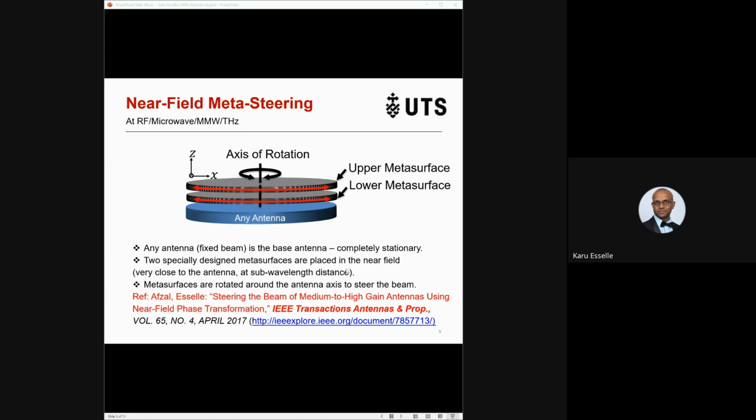methods are placed in the near field, very close to the antenna. You don't have to go very far. You can put this in a wavelength or fraction of a wavelength sometimes. The gap between these two, and the gap between metasurface is also sub-wavelength. So this method is very low profile, and obviously these metasurfaces are in the near field of the antenna, hence the name near field metasteering.